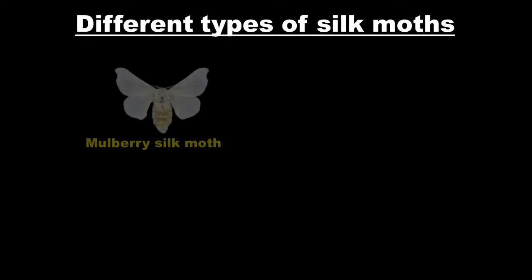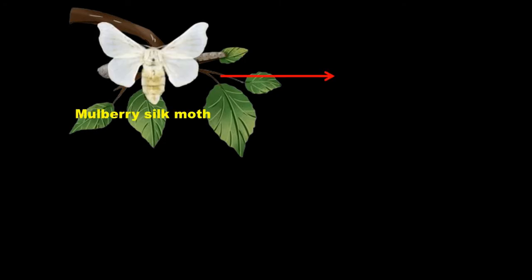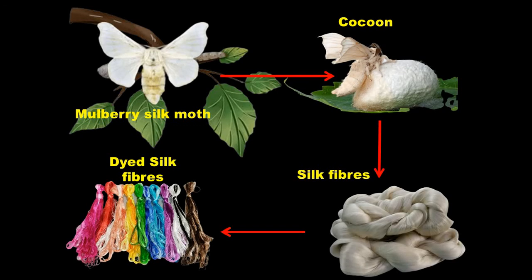So interesting, isn't it? Now, let us talk about the different types of silk moths which produce different types of silk fibers. First one is the mulberry silk moth. Second, tussar silk moth. Third one is the muga silk moth. And the fourth is the eri silk moth. But among the silk moths, the most common type is the mulberry silk moth, and from their cocoons, silk fibers which are obtained are dyed into beautiful and colorful silk fibers.